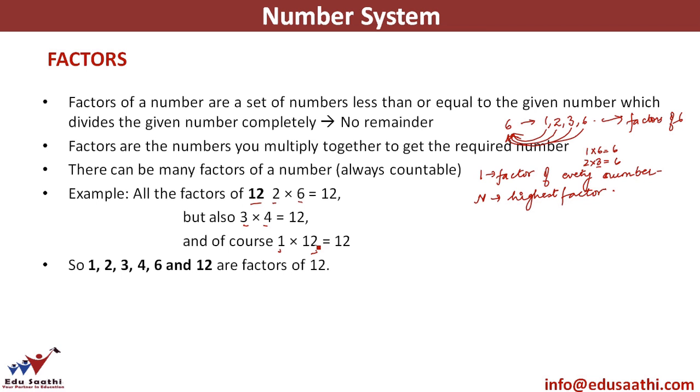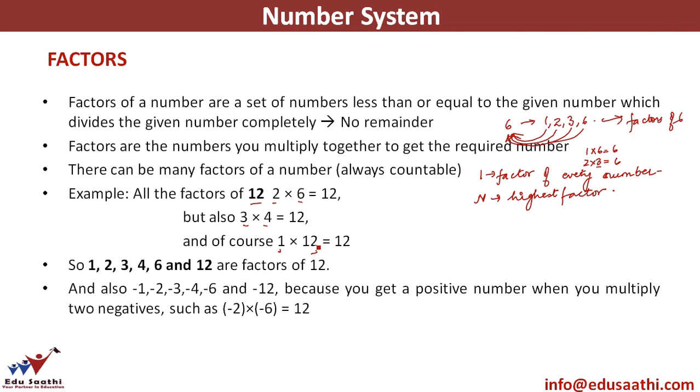So we have already counted the factors of 12. Also minus 1, minus 2, minus 3, minus 4, minus 6, minus 12 are also factors of 12 because when you multiply two such negatives, you get 12. So minus 1 into minus 12, minus 2 into minus 6, minus 3 into minus 4 would also give you factors. But generally, we take the factors as positive. We consider factors as a set of natural numbers.